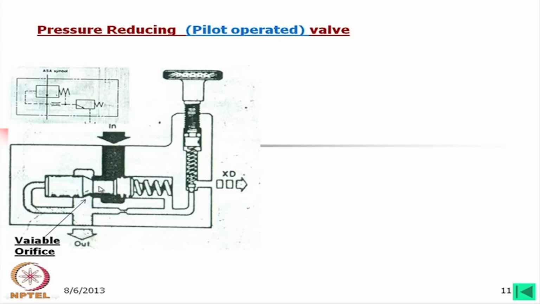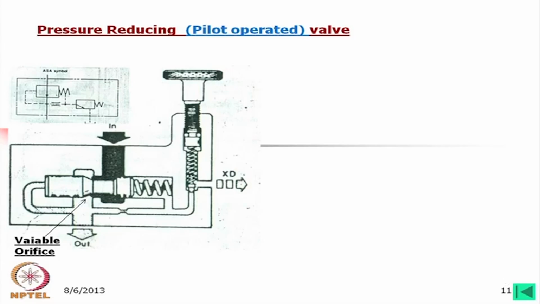This valve we can control again by using this one. Suppose if we open fully, then almost this pressure will be equal to this outlet pressure, but gradually if we close this one, always we will get some reduction in pressure and that will be utilized in the circuits.